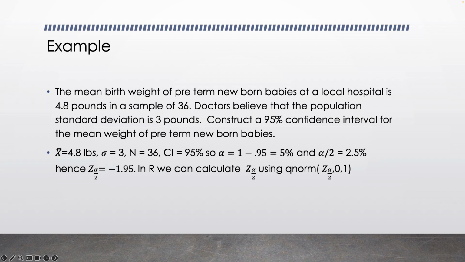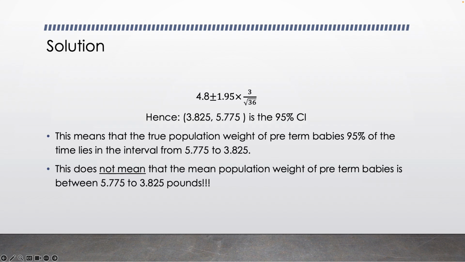And the first thing we do is we just write down everything we know. We know the sample average is 4.8, the standard deviation is 3, we have 36 observations, we want a 95% confidence interval, and so alpha over 2 is 2.5%. Okay, we'll see that z sub alpha over 2 is minus 1.96. So this confidence interval is going to be given by this quantity right here, which we calculate to be between 3.825 pounds and 5.77 pounds.